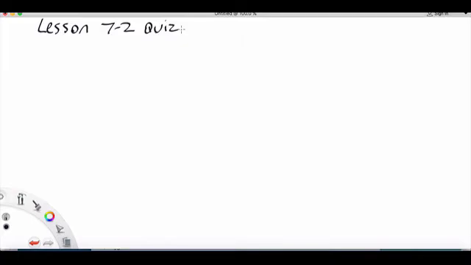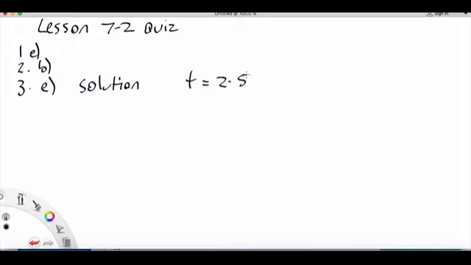These are the solutions to the quiz at the end of lesson 7.2. So 1 had E, number 2 was B, 3 was E, and the solution here, since it's a calculation, we have T is 2.53 hours, which is 2.53 by 60 seconds in a minute and 60 minutes in an hour, so 3,600. Which will be 9108 seconds.